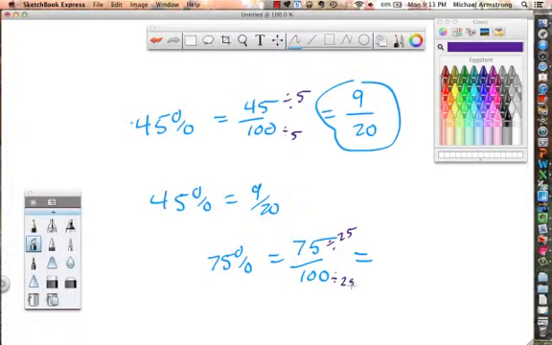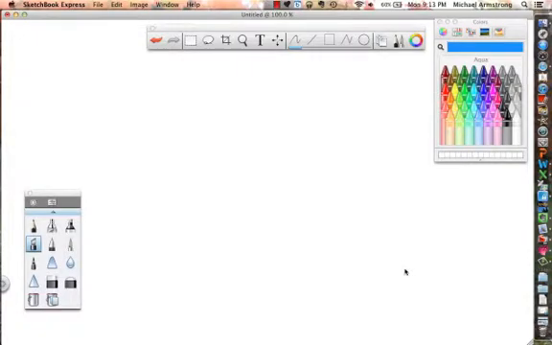I hope you know this already because it's something you should possibly know. 75 is divisible by 25 and 100 is also divisible by 25. So you get 3 because 3 times 25 is 75, and you get 4 because 4 times 25 is 100. So 75% is equal to 3/4. That's the way it goes. There's some other things to do.